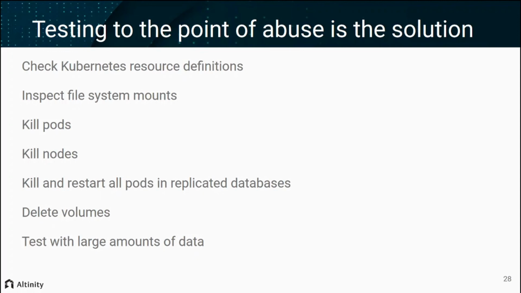So for example, just be super paranoid. Check that Kubernetes resource definitions are out there, as I showed before. Look at file system mounts. Make sure the PVs are mounted exactly where you expect them to be, and that you're writing to them. Kill pods. That's the best way: if they're single databases and they lose their data, then you'll detect that. You can kill nodes. You can kill and restart all pods in a replicated database.